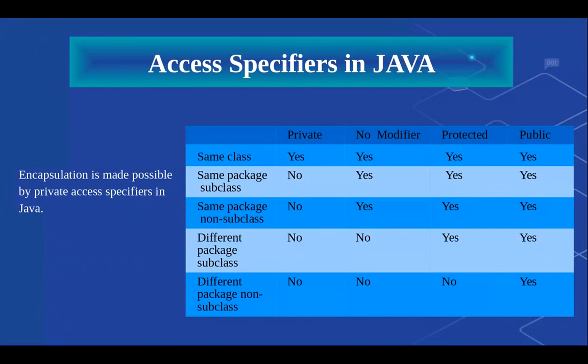And next we'll come to the public access specifier, which is accessible within the same class, same package subclass, same package non-subclass, different package subclass, and different package non-subclass. That is, a public access specifier is accessible everywhere, in every type of class.